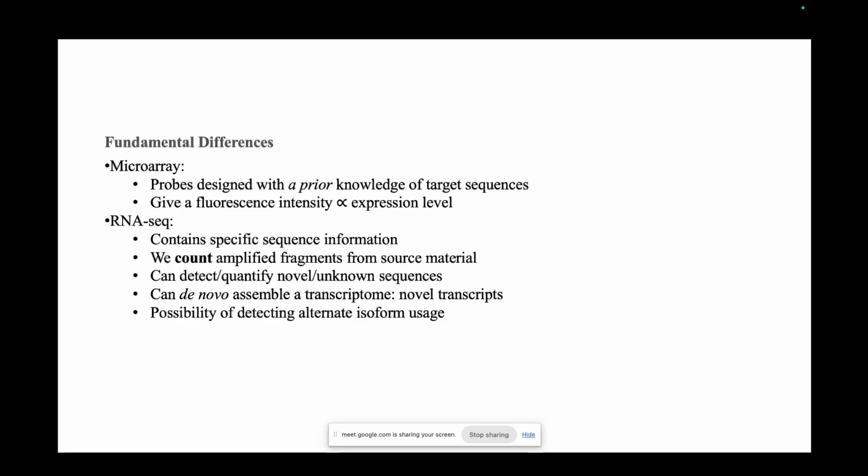We count the amplified fragments from source material. We can detect and quantify novel or unknown sequences. We can do de novo assembly of a transcriptome. We can find novel transcripts and find where the transcripts actually came from. And also we can detect alternate isoforms of the mRNA as well.